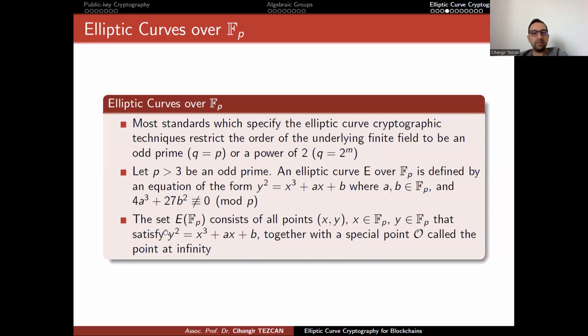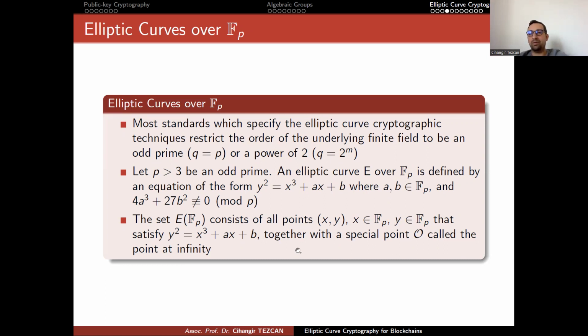All right, now let's look at the points on the elliptic curve. We define it as the set E(Fp). These consist of all points with x and y coordinates, where x is in the field and y is also in the field, that satisfy this equation. Of course, we add the special point O, which is the point at infinity. So these are actually your points on the elliptic curve.